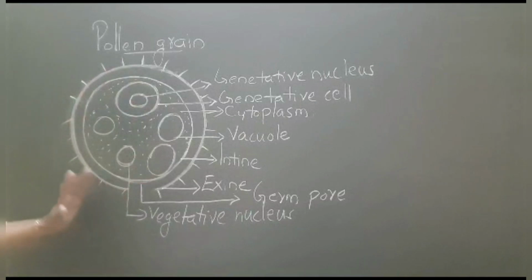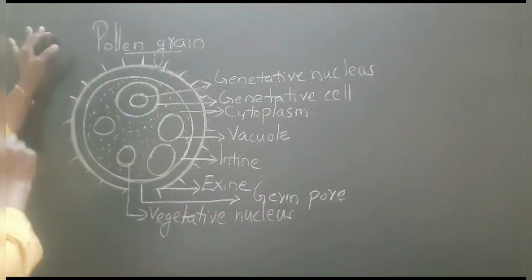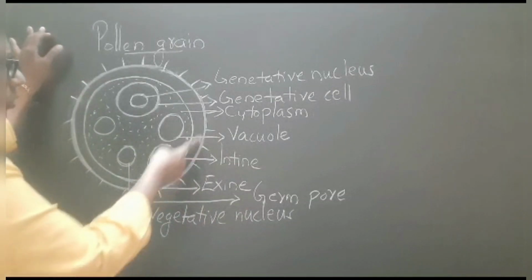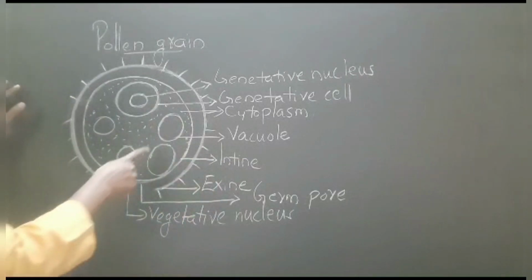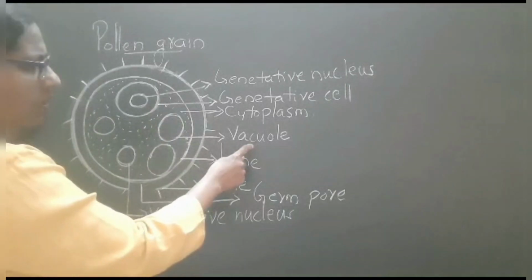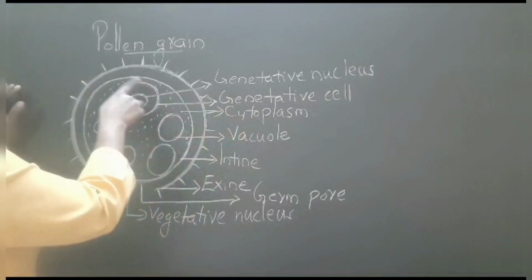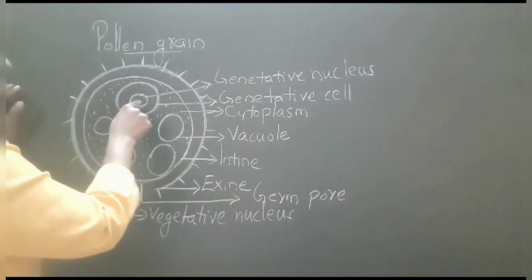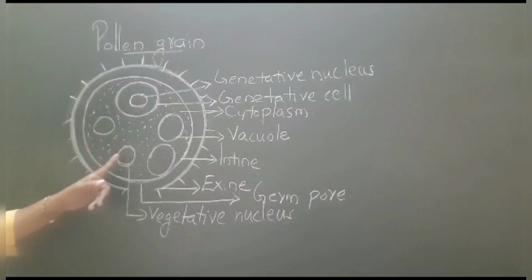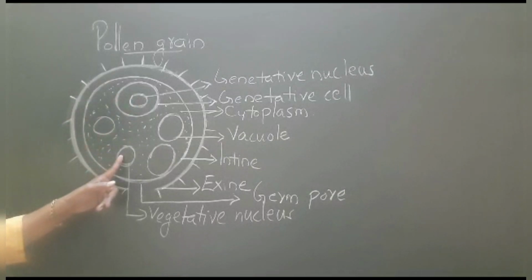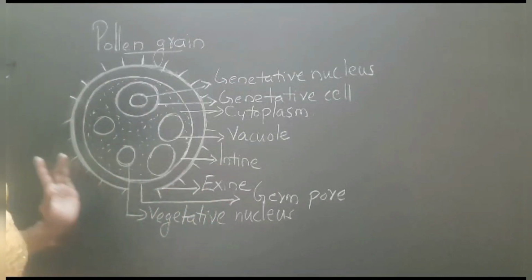I think almost we finished everything. Once again, this is how a pollen grain looks. The outer layer is called exine. The inner layer is called intine. Then there are three vacuoles here. Then cytoplasm is there. Then comes the genitative cell, which has the genitative nucleus. Then here the vegetative nucleus. Then there is an opening that is called germ pore.